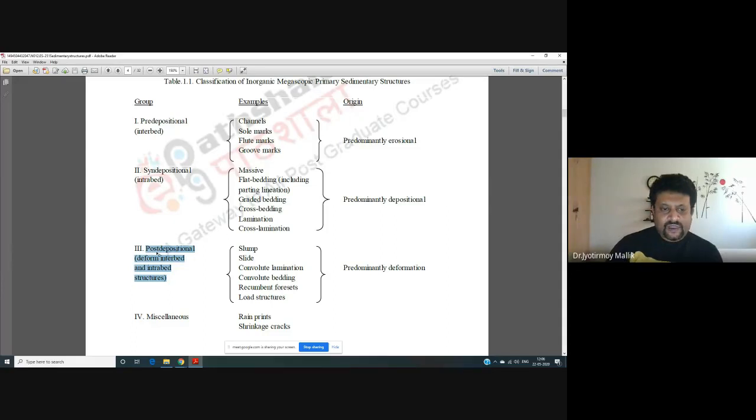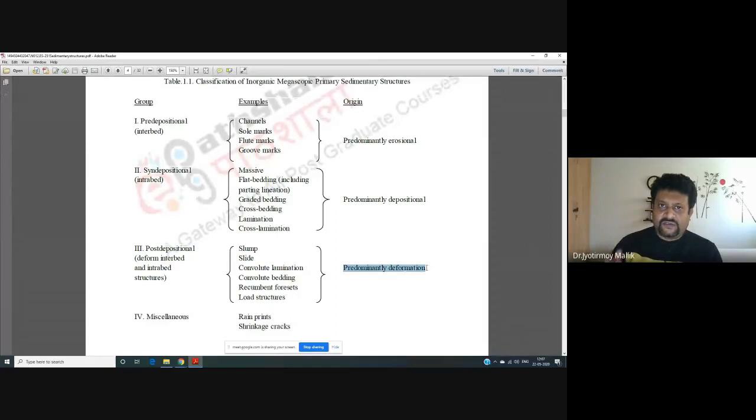And the post-depositional structures, if they are accompanied with deformation, are called penecontemporaneous deformation structures. Please write this one down in your notebook. We call them penecontemporaneous deformation structures, or they are called syn-sedimentary deformation. Okay, so what does this mean?